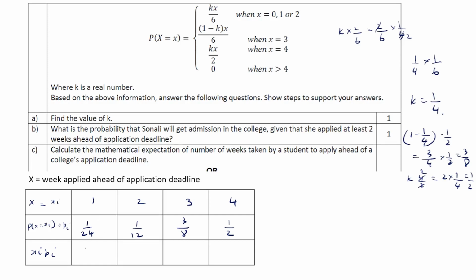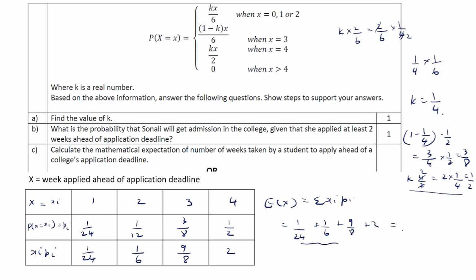So here we have 1 into 1 by 24, 1 by 24. Then 2 into 1 by 12, it is 1 by 6. Then 3 into 3 by 8 is 9 by 8. And 4 into half is 2. Now expectation of x is summation xi pi. So it is 1 by 24 plus 1 by 6 plus 9 by 8 plus 2.